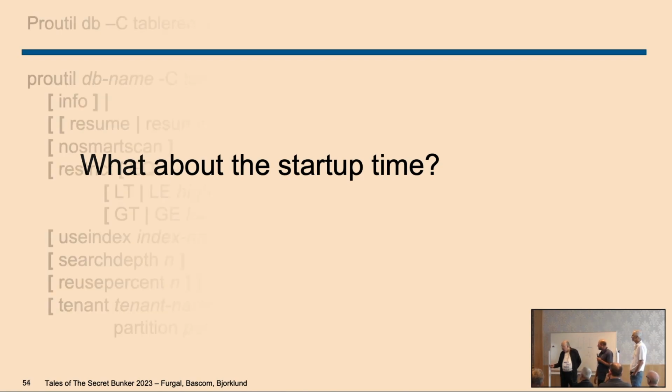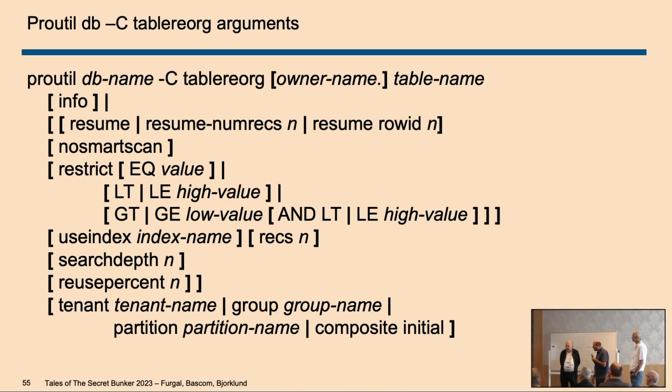So here's, this is from the documentation. Here's all the arguments you can have. You can resume, you can specify the number of records, no smart scan. I tried most of these. And this is where I say I didn't see the option to make it so it doesn't display anything. I tried most everything here. I thought the no smart scan would have been the solution, but it wasn't. The solution was the search depth.